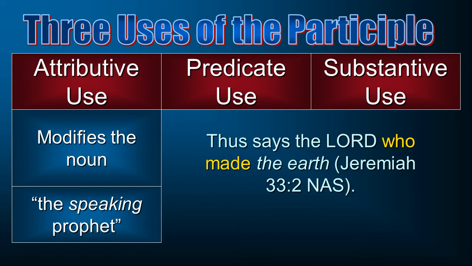Here's an example. Thus says the Lord who made the earth. Now, that's how we've translated it. But actually, I would recommend that we can translate, thus says the making Lord. Notice the words "the earth" in the New American Standard are italicized. That's the translators telling you the words "the earth" aren't actually in the text. It might be understood, the making Lord, what did he make? Well, he made the earth, but that's not actually in the Hebrew text.